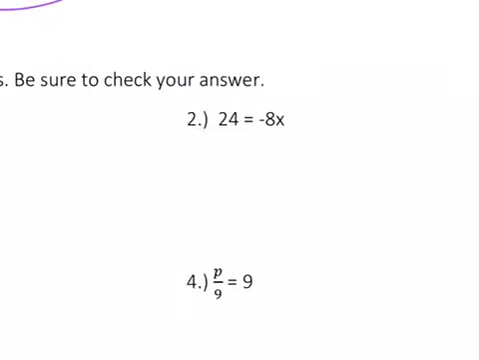Number 2, it's just in reverse order, but it's the same thing. 24 is equal to negative 8x. We divide by the number in front of the variable. In this case, we're dividing by negative 8. That cancels out. X is equal to negative 3.